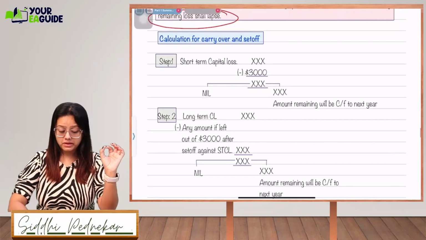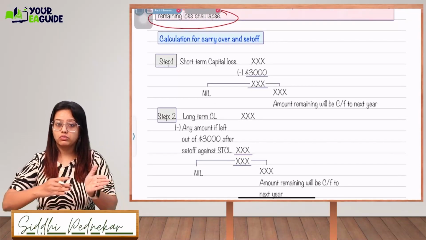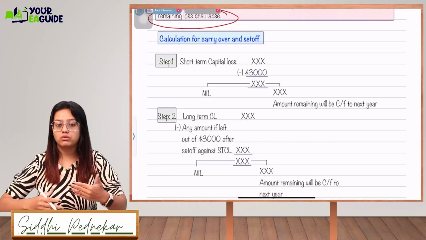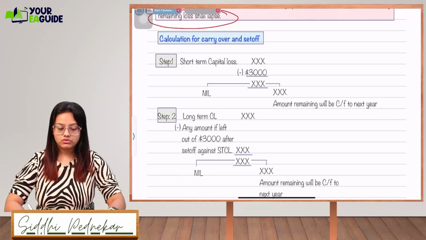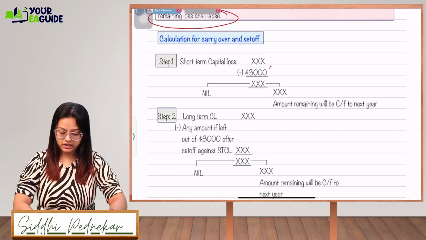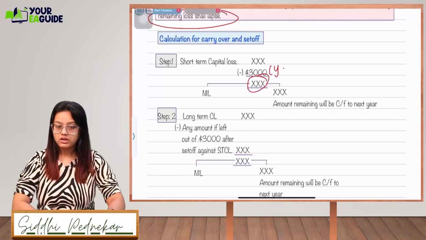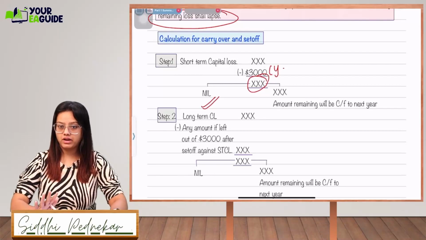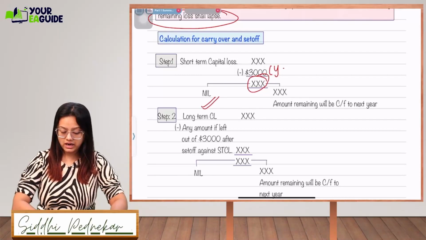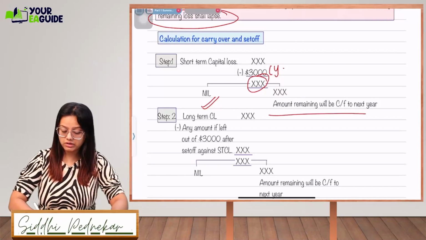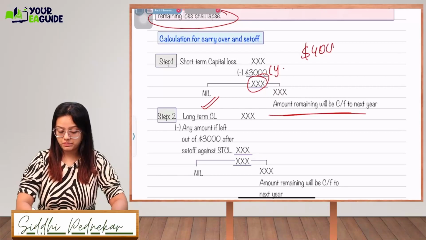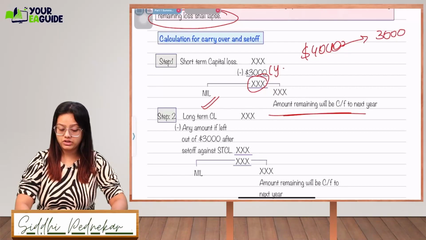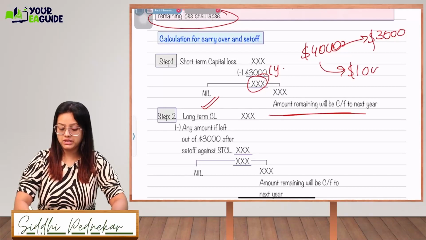To our next topic, that is how to calculate the carryover losses and how to set them off. See, first step is whenever you have a capital loss, you are going to set off up to 3,000 in the current year, and the remaining, if any, will be carried forward. Let's say you have a loss of 4,000. This 4,000 can be offset against current year ordinary income of 3,000. So the remaining 1,000 will be carried forward.